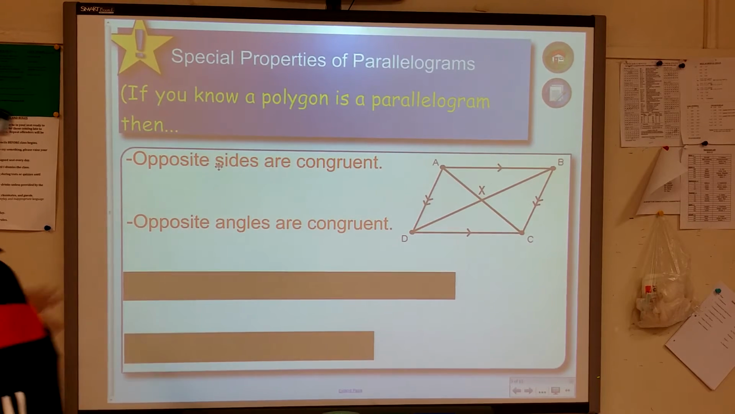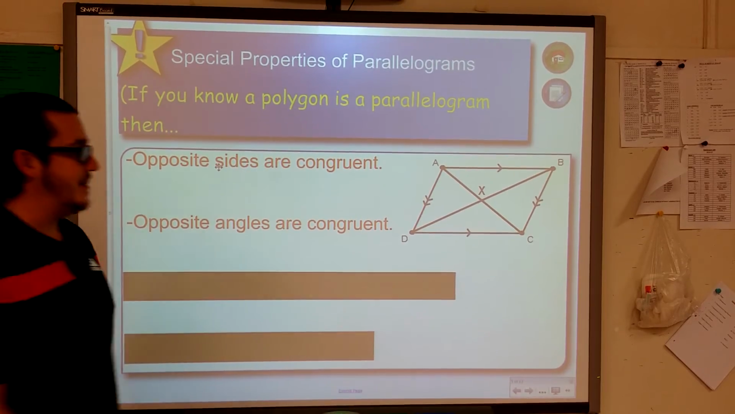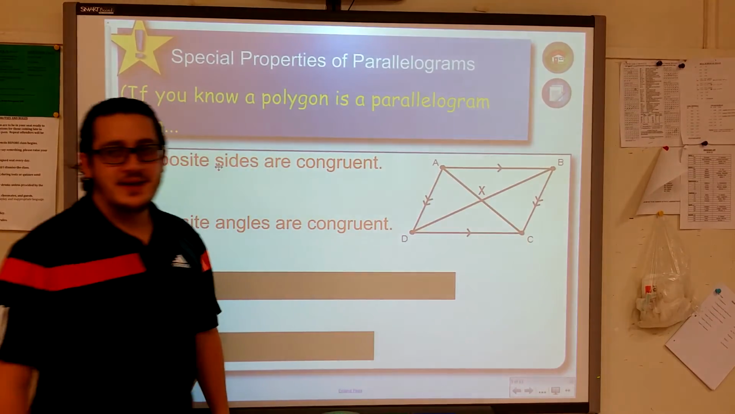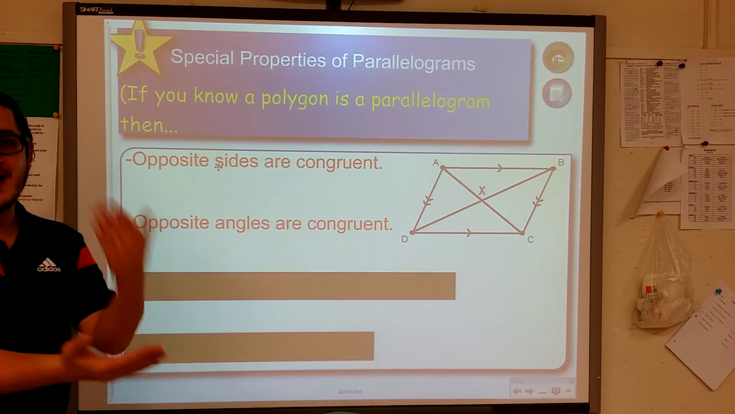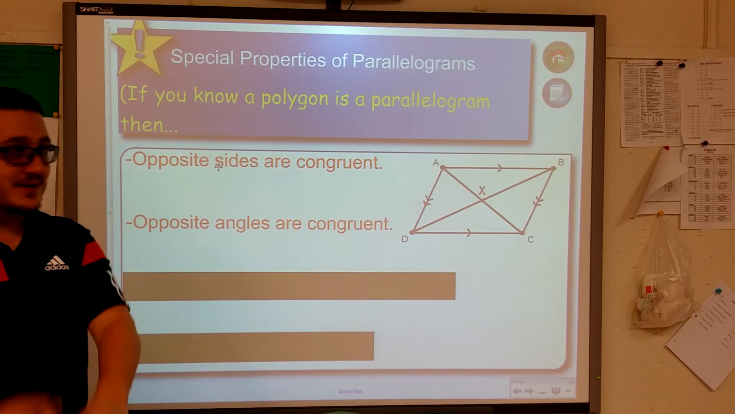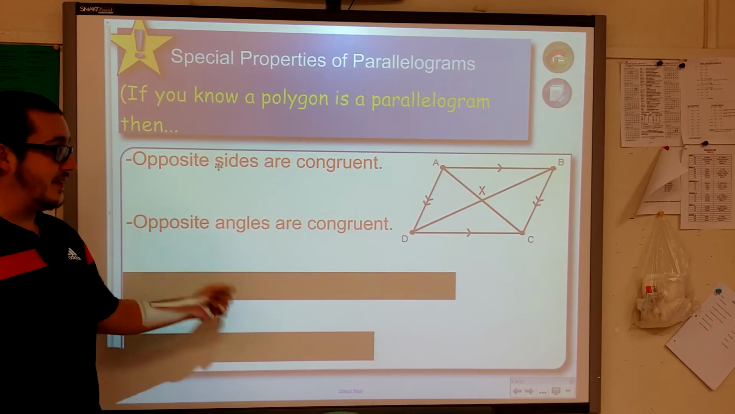Alright. Opposite sides are congruent, opposite angles. That means that angle A is congruent to angle C, angle D is congruent to angle B. Opposite sides congruent, opposite angles congruent, opposite sides are parallel. It's the definition from 2 theorems. Another special property.